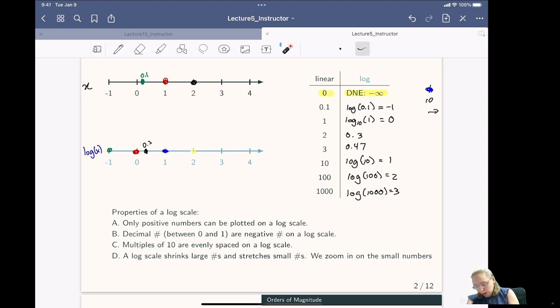Things that are multiples of 10 on the linear number line are evenly spaced on the log number line. So our multiples of 10 here are 10 to the -1, 10 to the 0th, and 10 to the 1, which are now evenly spaced at -1, 0, and 1 on our log number line. Okay? A log scale shrinks large numbers. It smooshes together numbers that are out here and spreads out numbers that are down here so that we can see them all on the same scale.